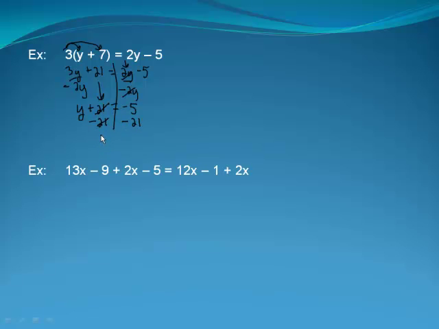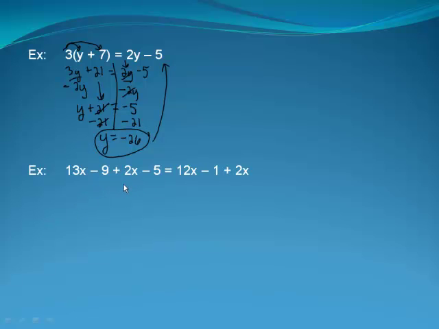21 minus 21 is 0. And on my left-hand side, then I'm left with y. Right-hand side, do the math. Minus 5 minus 21 is a total of negative 26, and that is my solution. Put that up in the original problem in your notes to check that, to make sure that that works. Okay, one more example for this section.